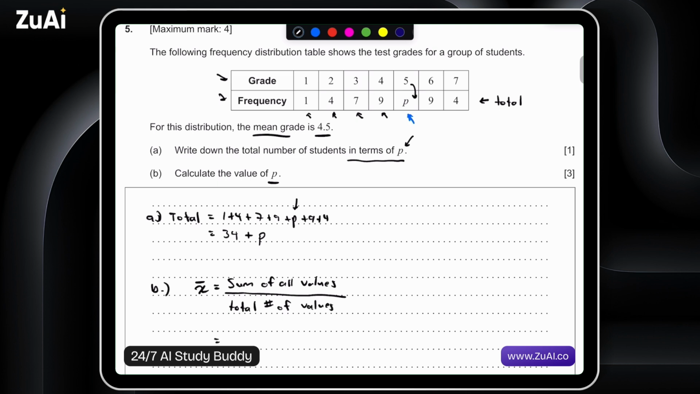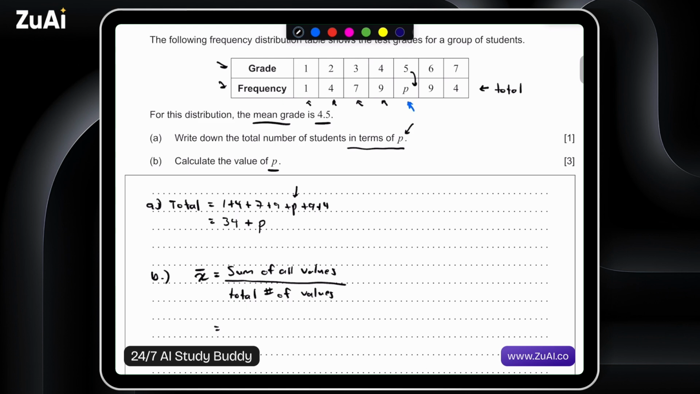So we know the mean. We know the mean itself is equal to 4.5. Let's say the average grade is 4.5. And the sum of all values. So if we add up everyone's grades and then divide by the total number of students, we'll be able to find the average grade in the class.